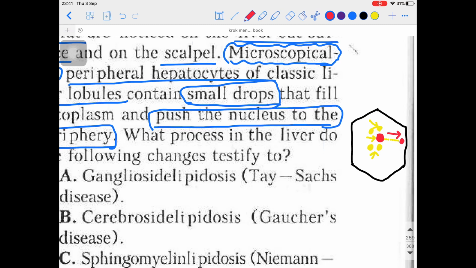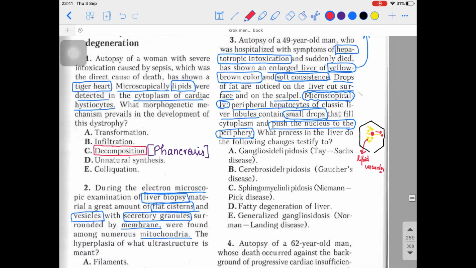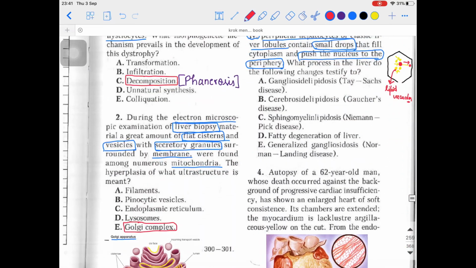What are these? They are the fat globules, or you can say lipid vacuoles. Okay, clear? So that's what I was talking about. I hope this is clear. The answer is very clear: that is fatty degeneration of the liver. You need to understand both the macroscopic and microscopic findings.